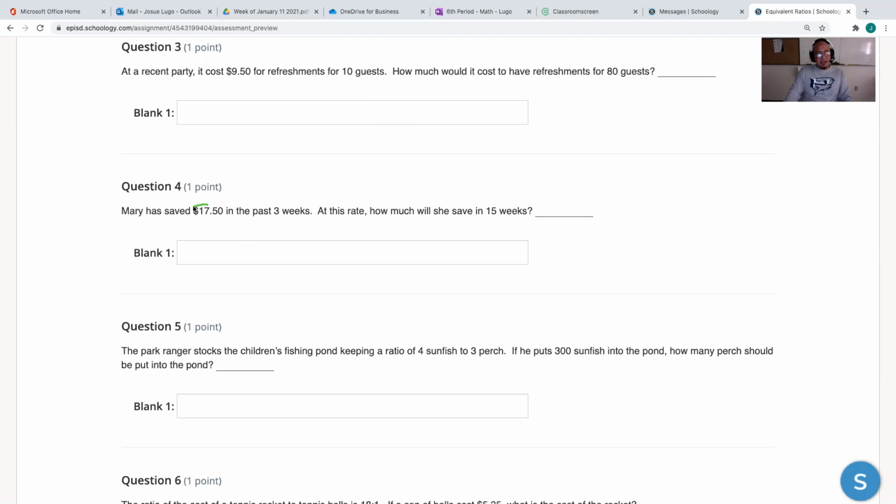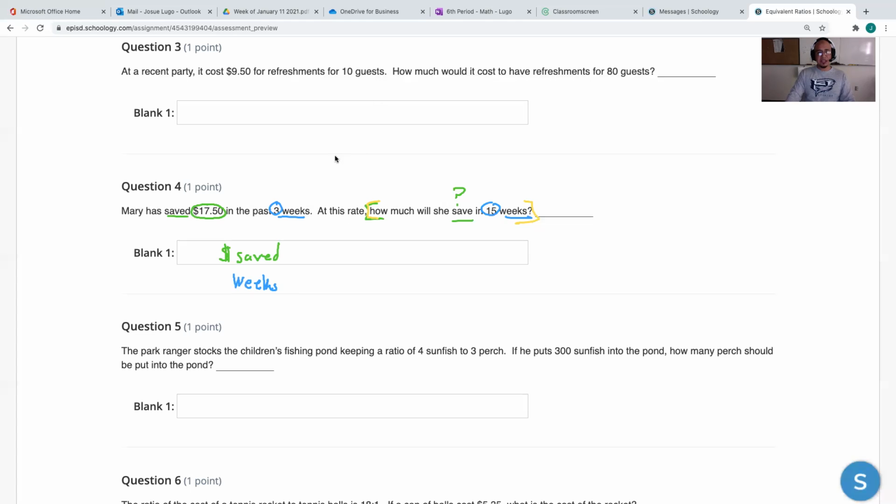So Mary saved $17.50. That is the amount of money that she saved. And that happened in the past 3 weeks. At this rate, how much will she save? So the question is asking how much will she save in 15 weeks? So looking at this problem, ladies and gentlemen, we can see that the two things that we are comparing is the amount of money that she saved, and weeks. It's as simple as that.